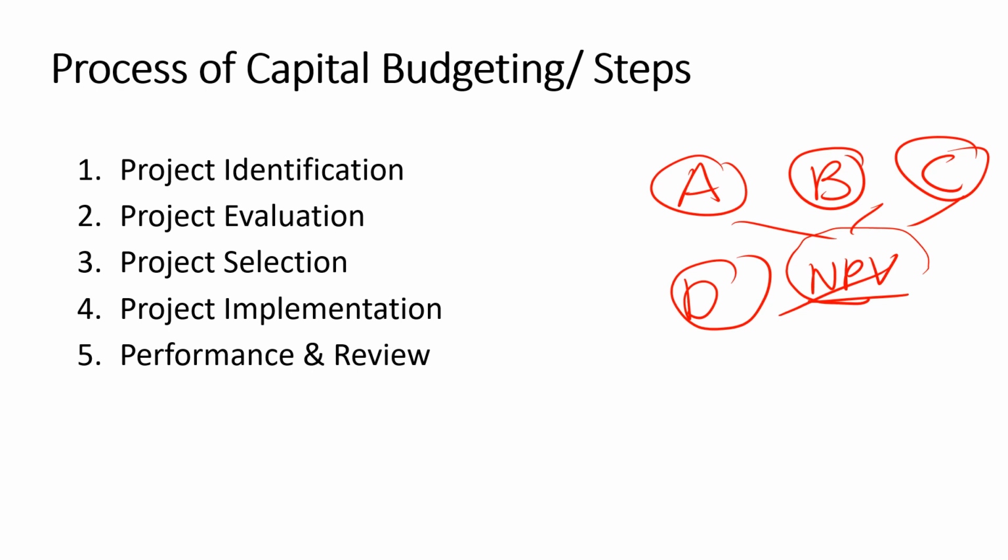Then only it will give you reliable results. Then project selection. After evaluation, you get to know that project B is giving the best return, so you will select project B. Then project B will go to implementation, that is project implementation, and then project performance and review. After the investment, you will take the performance and review of the project. Okay. So that was all about the process of capital budgeting.